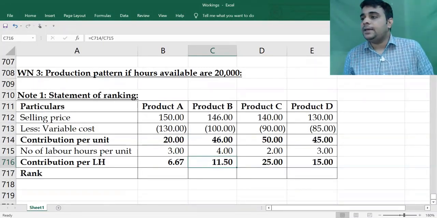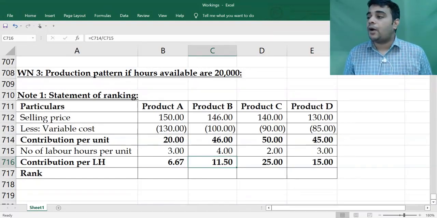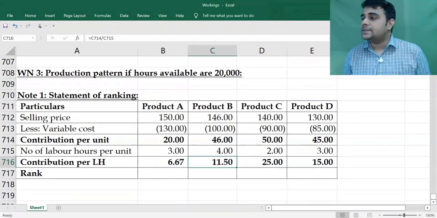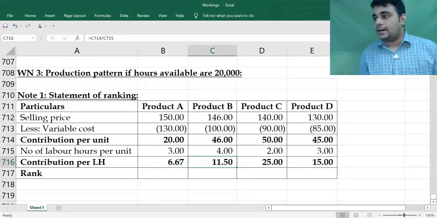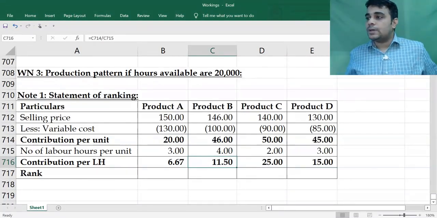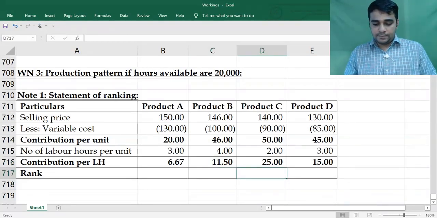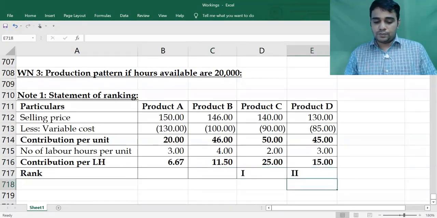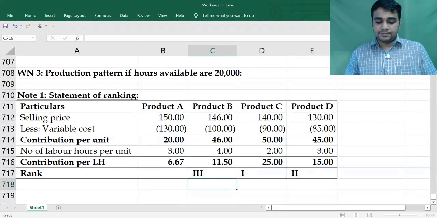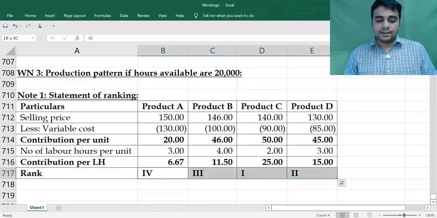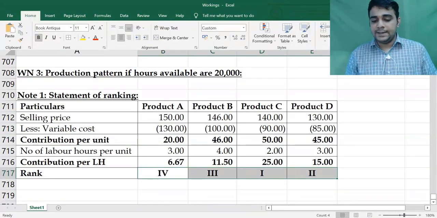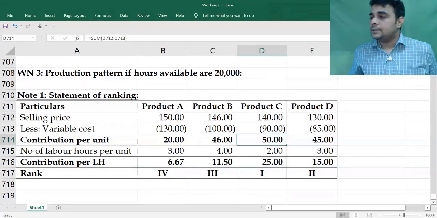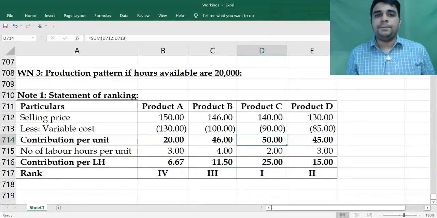Your product B gives more contribution than product D, but on a per hour basis it is weaker, because product B needs 4 hours and product D needs only 3 hours. So that is why we go by contribution per labor hour. This is rank 1, this is rank 2, this is rank 3 and this is rank 4. My priority is clear. I'll prioritize product C, then product D, then product B and then finally product A.